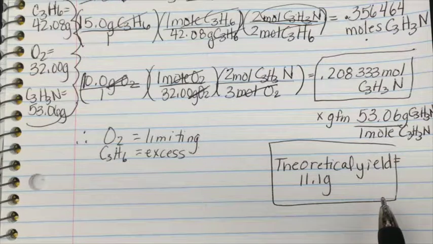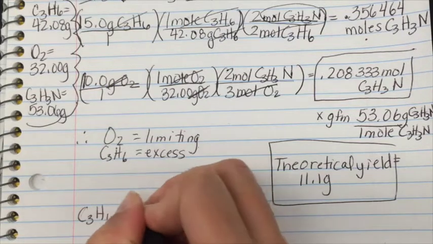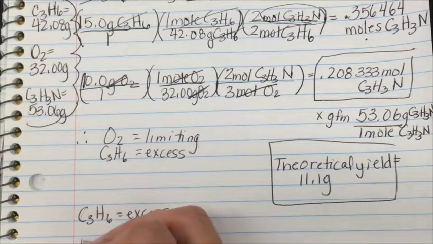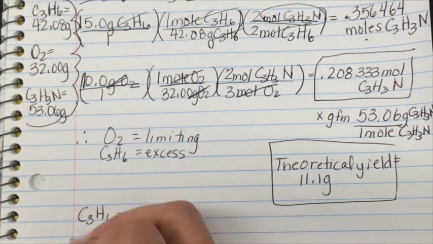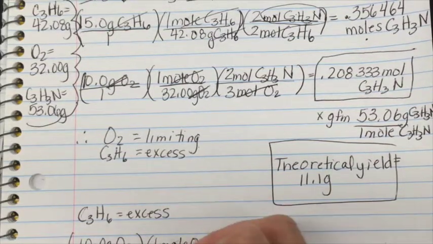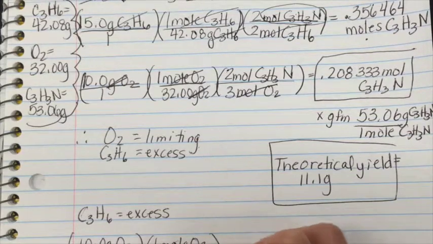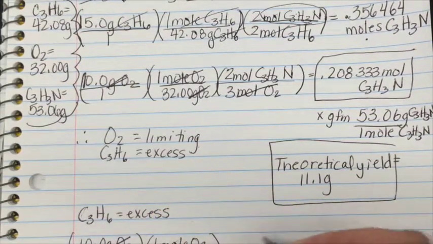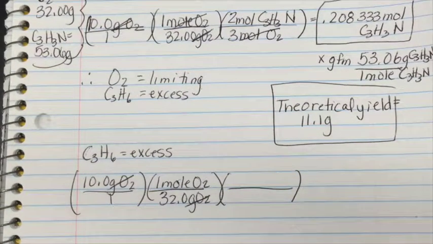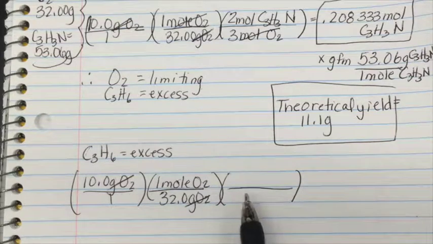Picking up video tutorial number 6, we just found the theoretical yield. And the next thing I need to do is find out my amount of excess reagent. We said that C3H6 was the excess reagent. We're actually going to start with our grams of O2 and convert that to moles so that we can figure out how many moles of C3H6 were actually used. Once we find out the amount of moles of C3H6 that were used, we can subtract that from the amount that we put in to find out how much is left over.